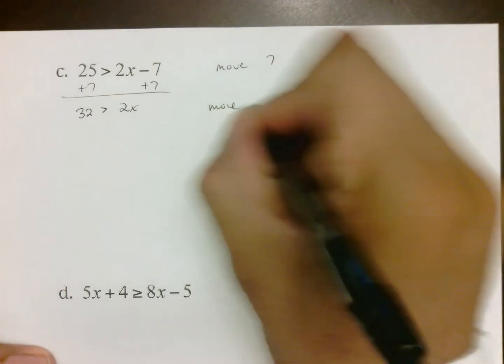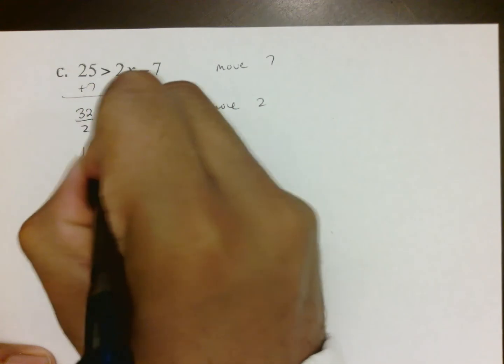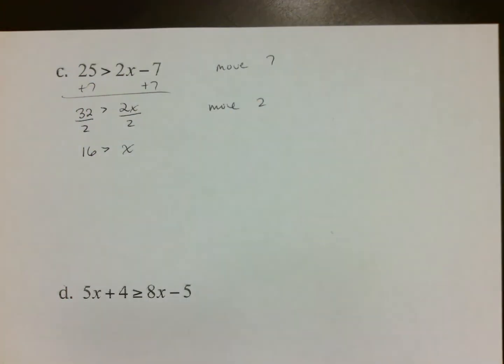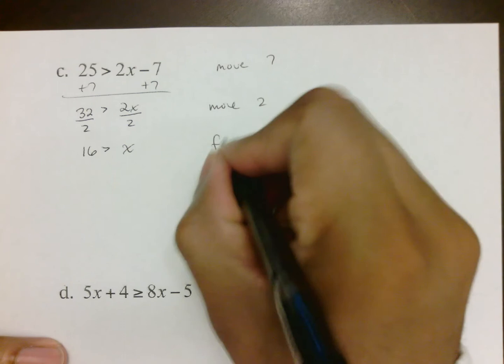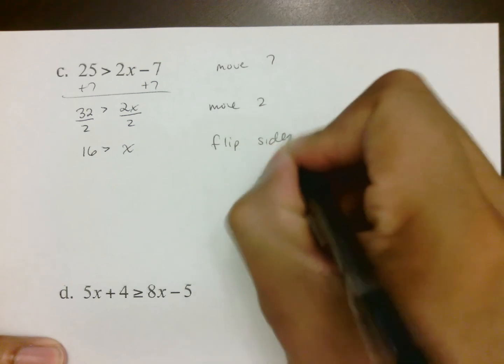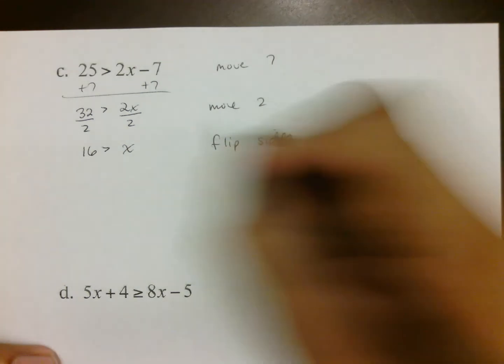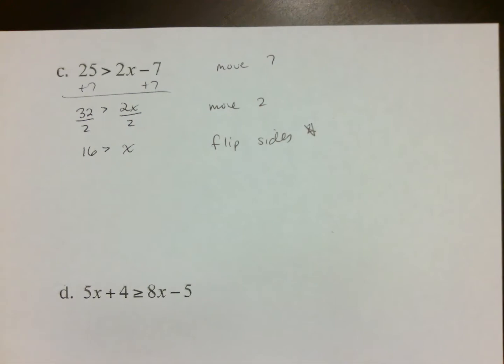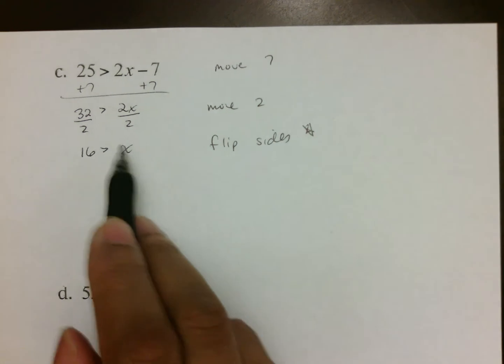We're going to move the 2. So we divide by 2, divide by 2. We get 16 is greater than x. Here is our issue. Every time you do inequalities, and put a star by this one, every time you do inequalities, the variable needs to be on the left side.